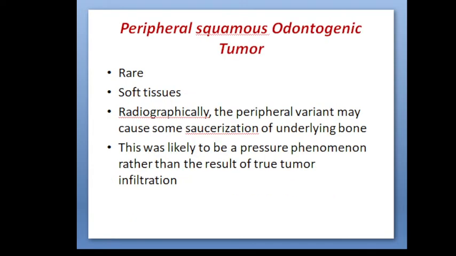Peripheral squamous odontogenic tumors are very rare tumors, occur in soft tissues, and radiographically they may cause some saucerization of underlying bone, which is considered mostly as a pressure phenomenon rather than a result of true tumor infiltration.